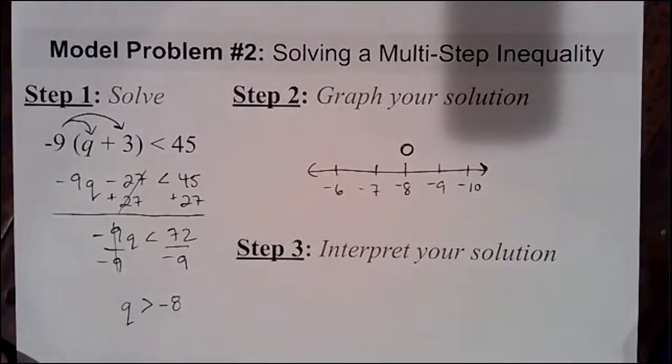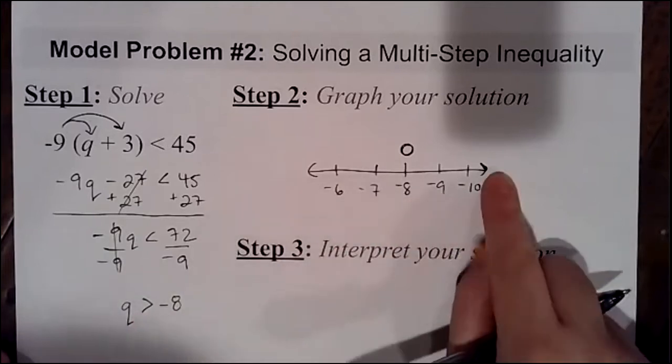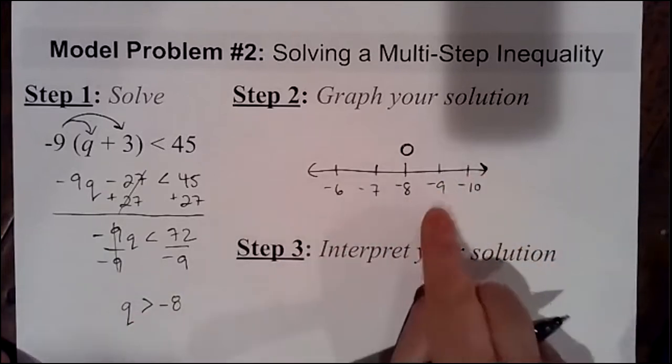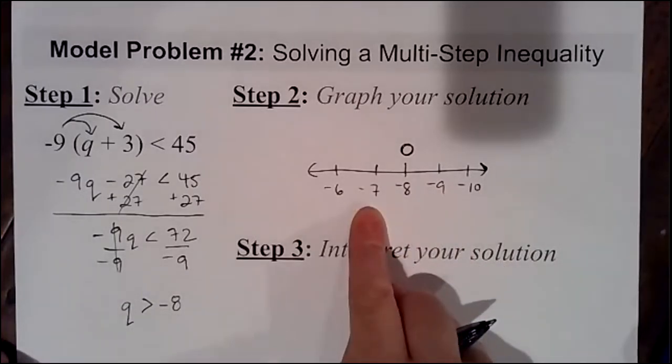But here's the tricky part, okay? How do I explain this to you guys? Q is greater than negative 8. Now, I always tell you guys to line it up here, but negative 9 is not greater than negative 8. Negative 7 is, okay?